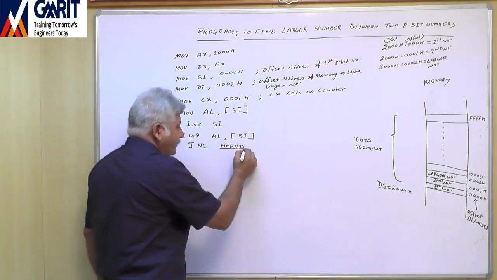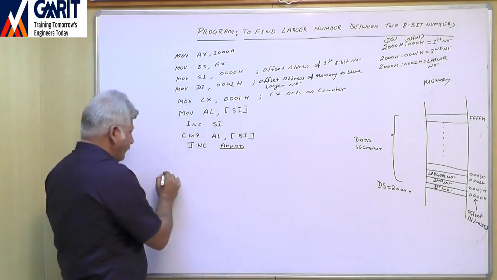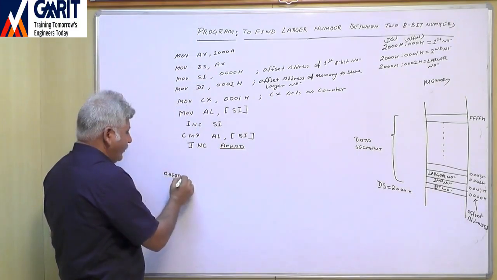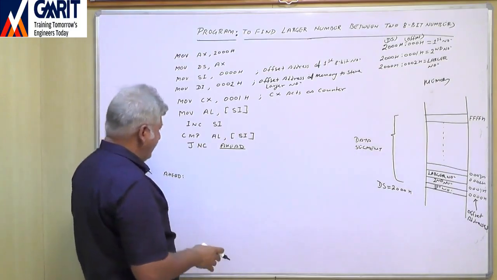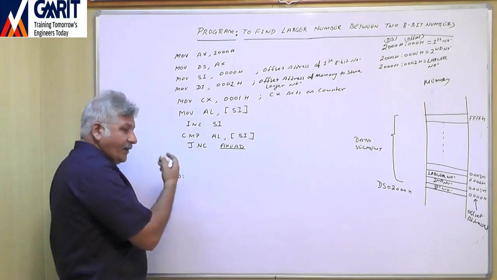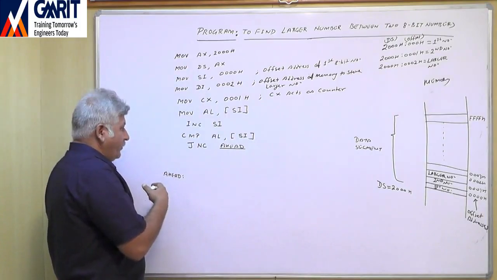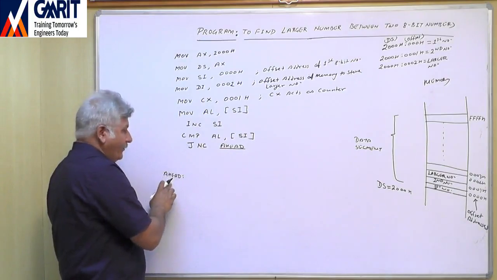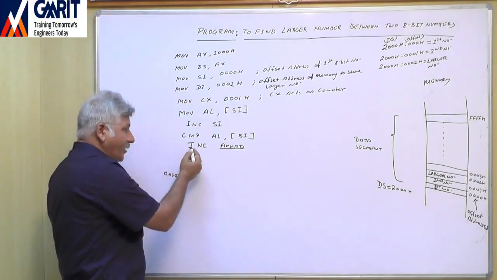If no carry is generated, then program sequence will come to label ahead. We will explain about this. And if carry is generated, then program sequence will not go to the label ahead, right? It will execute an instruction written after JNC.